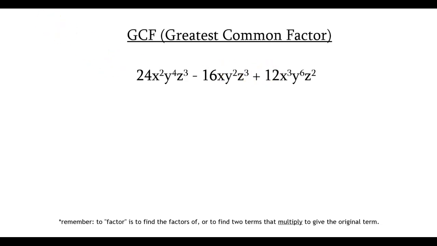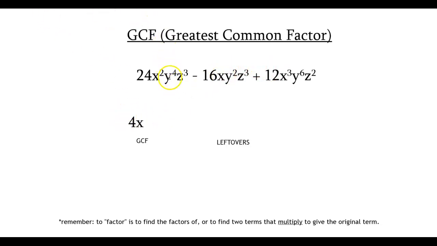It should be 4. Okay, so I know that my GCF, my greatest common factor of the numbers, is 4. Now let's take a look at the x's. For the x's, this is x to the second power, this is x to the first power, and this is x to the third power. What's the lowest power that's there? Okay, it should be x to the first power. So that's the next thing that goes into our GCF.